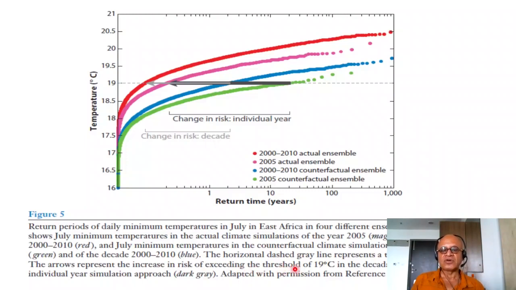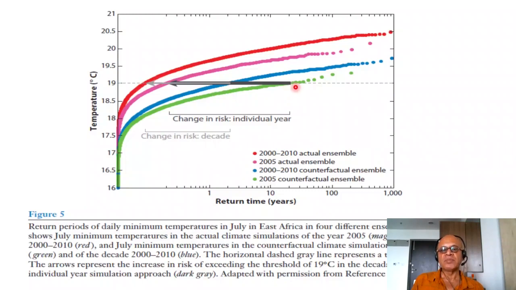Those are internal variabilities. So the horizontal dashed gray line represents the threshold of 19 degrees centigrade. The arrows represent the increase in risk. So we are looking at the decadal change. You are going from the bluish line here for the decade, from the counterfactual world to the factual world, the actual ensemble. That is the change in the return period for the risk of exceeding this minimum temperature threshold. That has gone from about, let's say, 3 or 4 years to much less than a year here. So every season it could be happening.